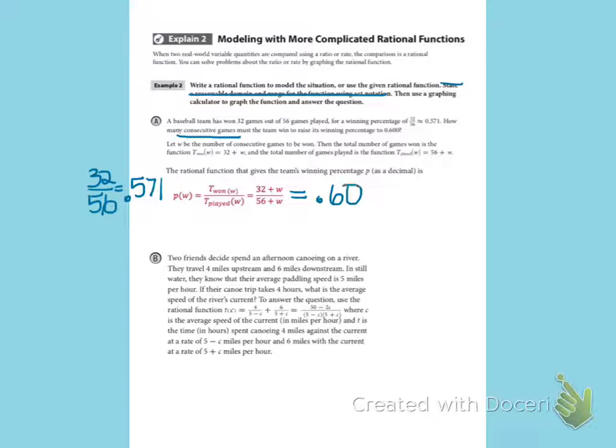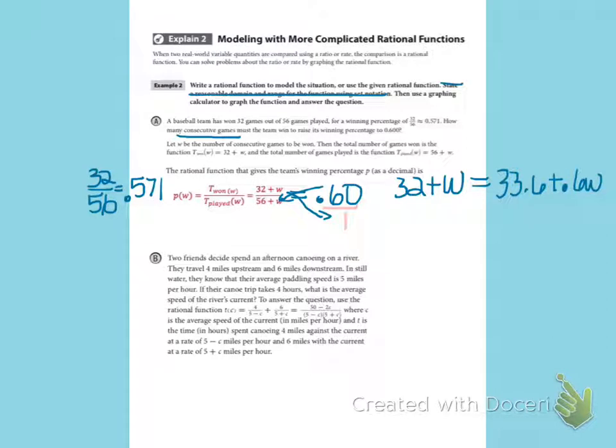0.60? Now, algebraically, how we could solve something like that, and probably even easier than graphing it, honestly, is we could put that 0.60 over 1, and then we could do the cross product. So we could multiply across the equation. If we multiplied across here, we'd get 32 plus W, and then if we multiplied across the other way, we'd be multiplying 0.6 by 56 and by W, and we'd get 33.6, and then the 0.6 times W would be plus 0.6 W.